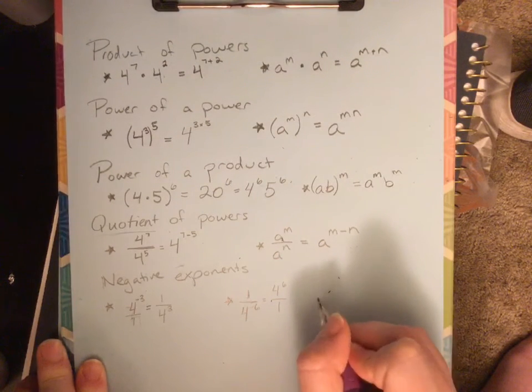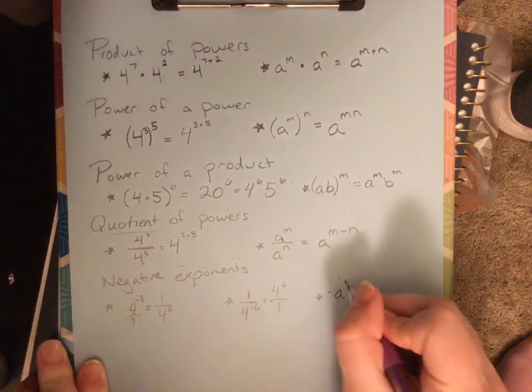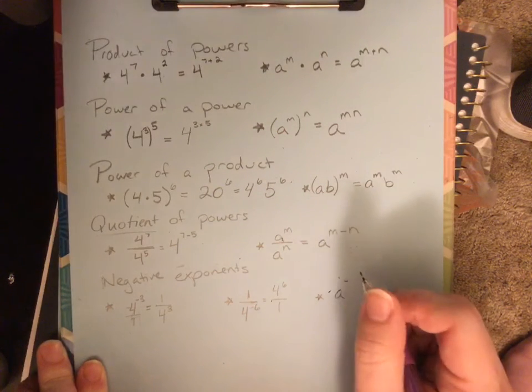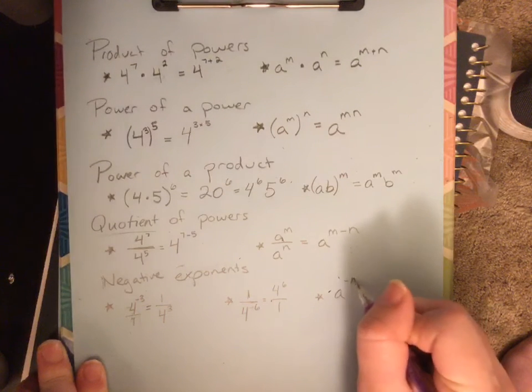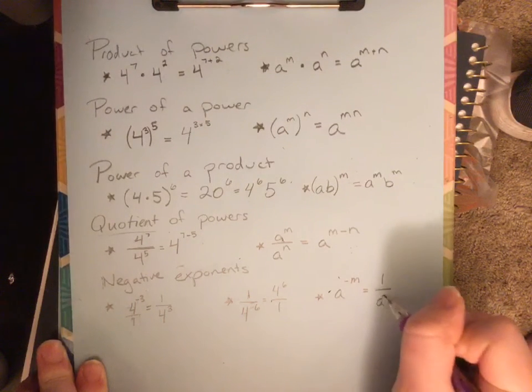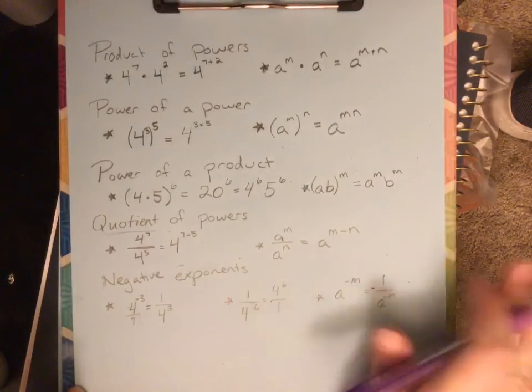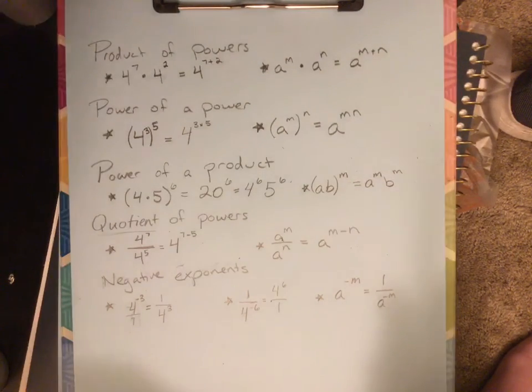And we'll write that with letters. a to the negative m is equal to 1 over a to the m. All right.